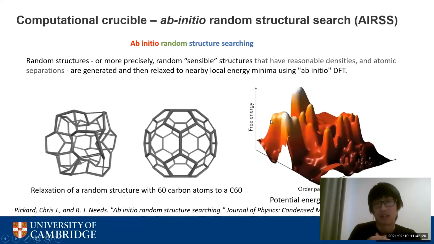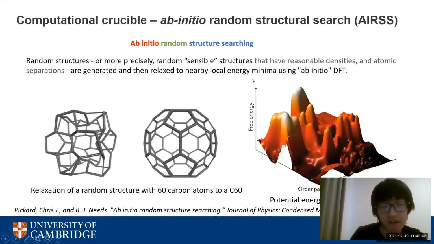Here is the crystal structure prediction method I'm using, which is called AIRSS, ab initio random structure searching. If you look at the name, you can get a sense of how it works. Basically, random structures, or more precisely, random sensible structures, I'll talk about this later, are generated and then relaxed to their nearby local energy minima using ab initio DFT.